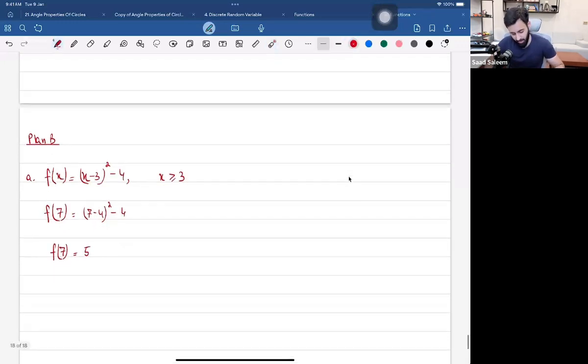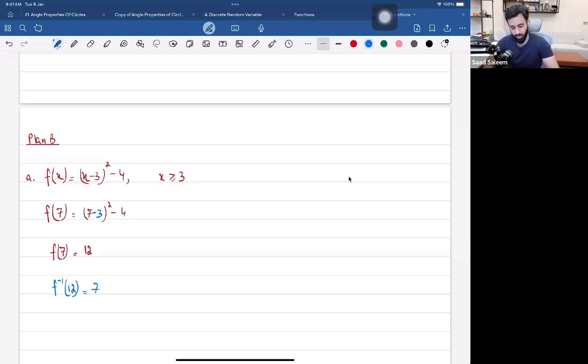Now, is it safe to say that f inverse of 5 will be equal to 7? Can I say that? Oh yeah, it's 7 minus 3. So sorry, I don't know why it turned into 4. 7 minus 3 is 4, the square of which is 16. 16 minus 4 is 12. Okay, thank you. Now, can I say the following? That f inverse of 12 is equal to 7.